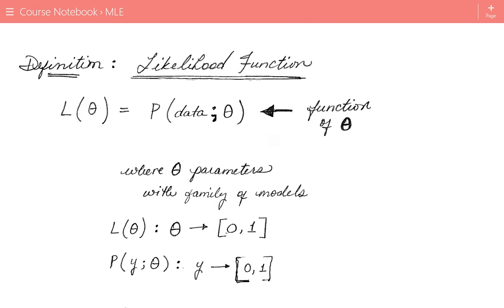So, the definition then of a likelihood function is the probability of the data, and it's specified as a function of the parameters of that distribution.